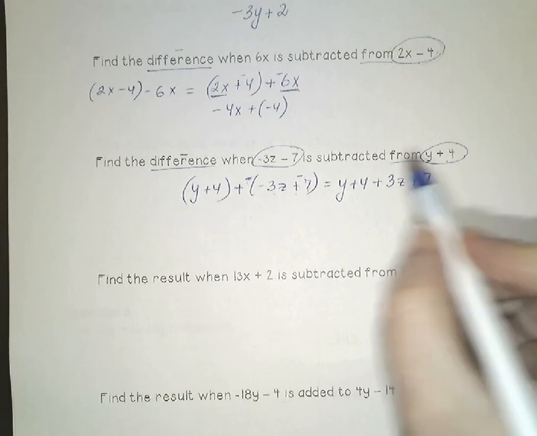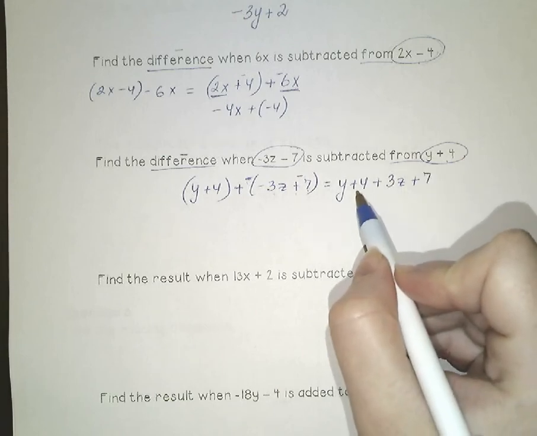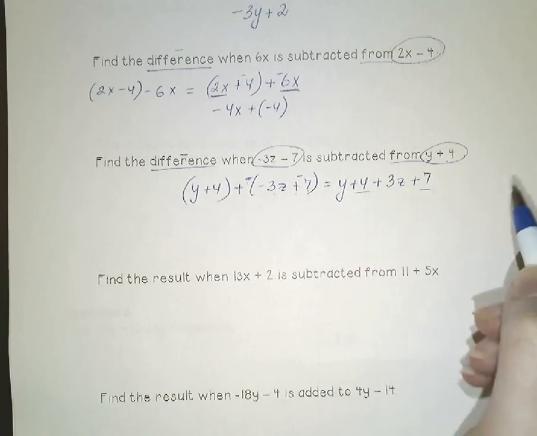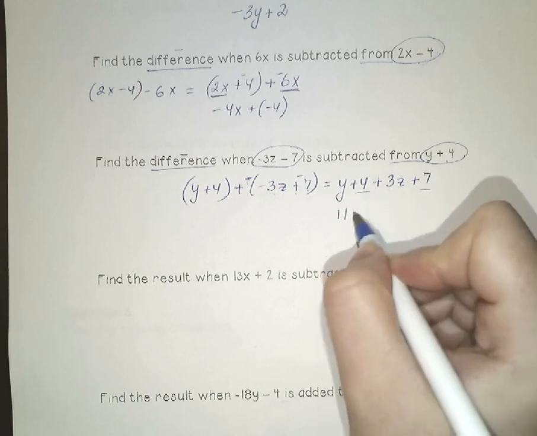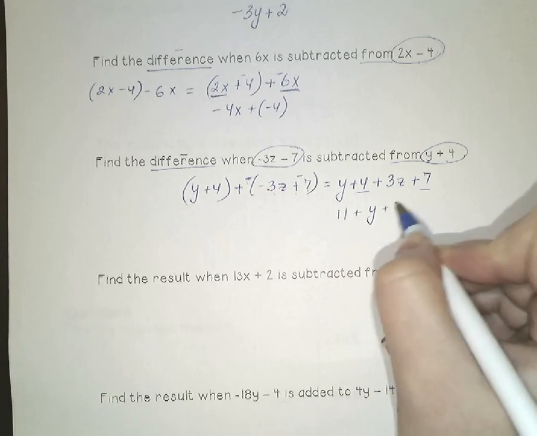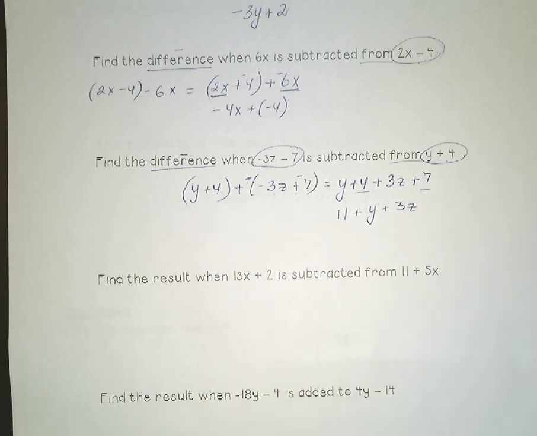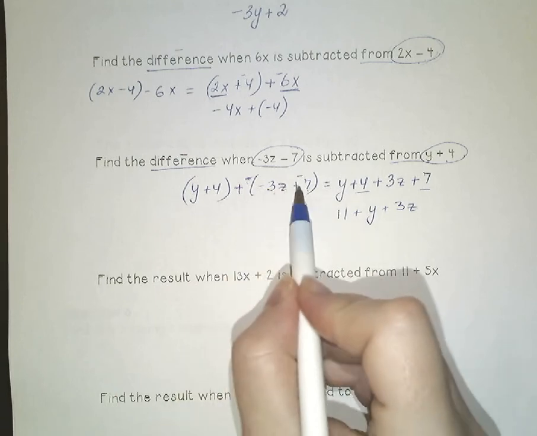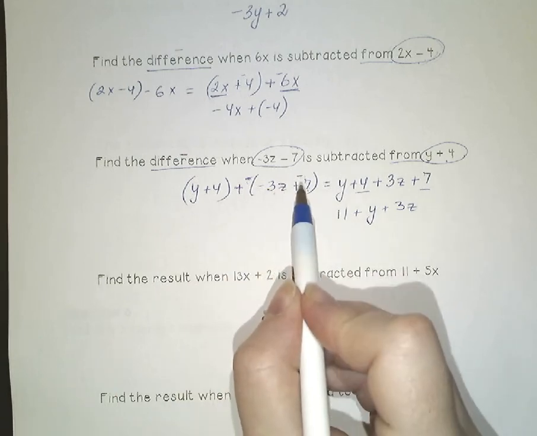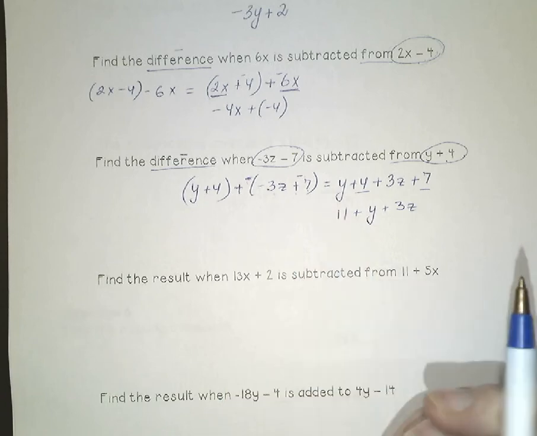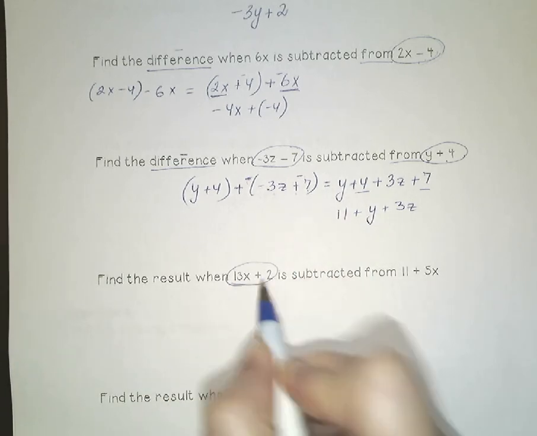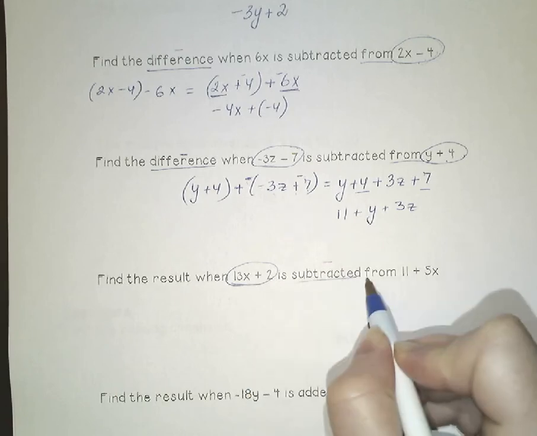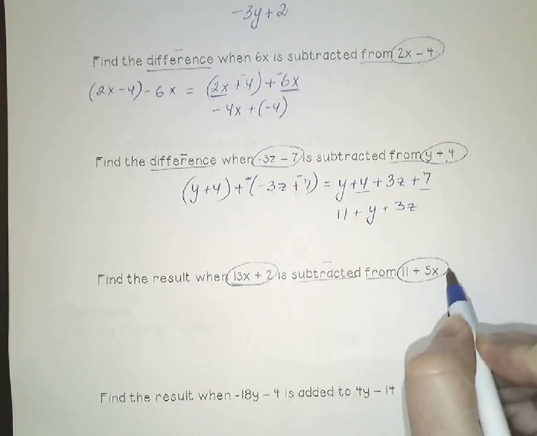Okay. Now let's take a look if you have any like terms. Yes, we do. 4 and 7 can be added together. So you will have 4 plus 7 is 11 plus y plus 3z. Okay? Make sure you do this part, changing subtraction into addition of the opposite. Very, very important. Okay, find the result when 13x plus 2 is subtracted from 11 plus 5x.